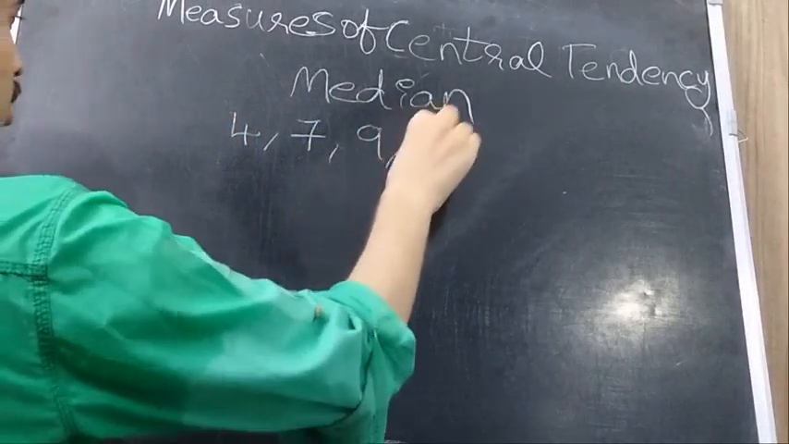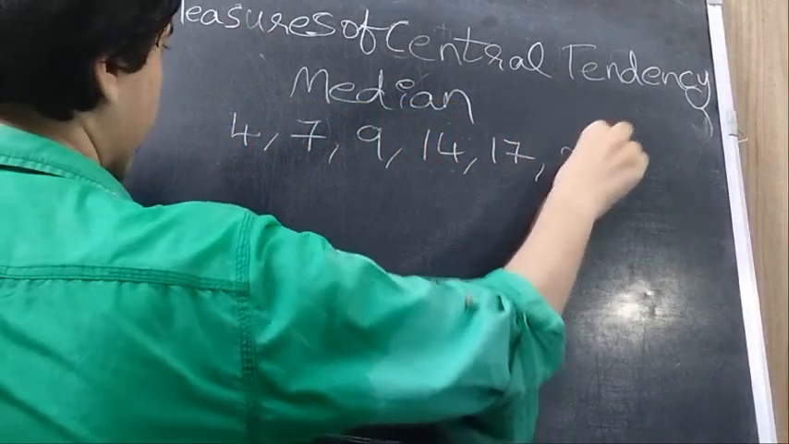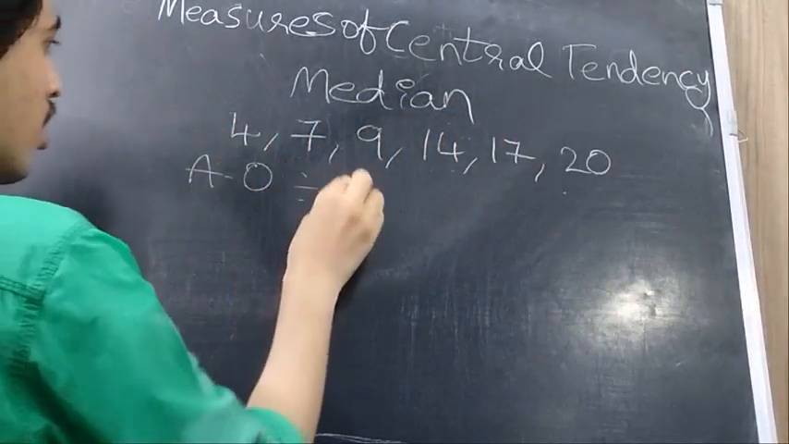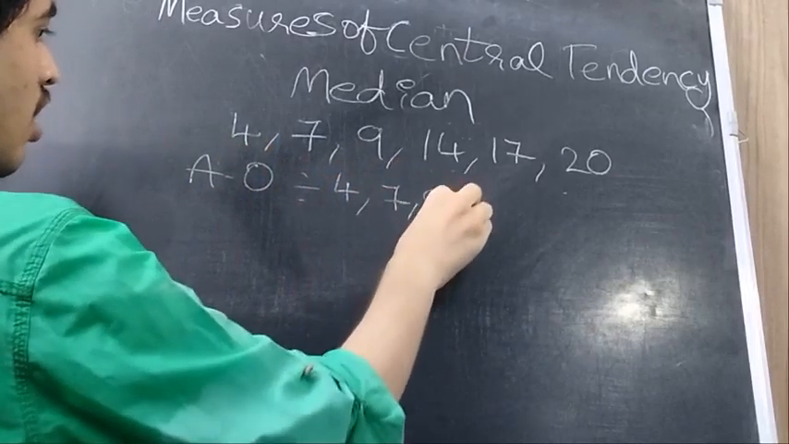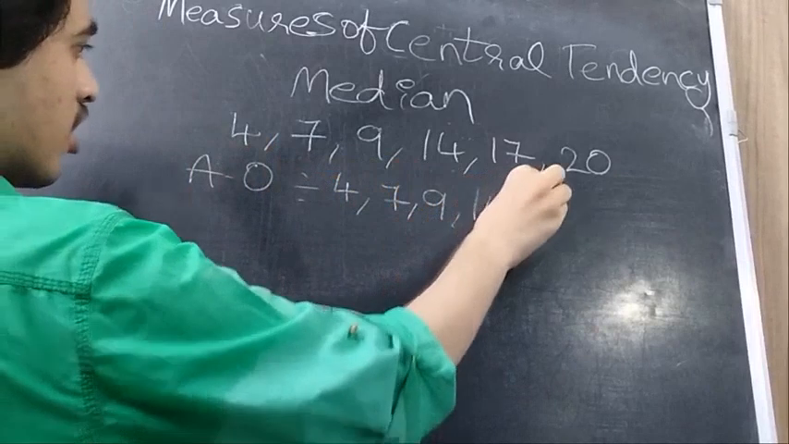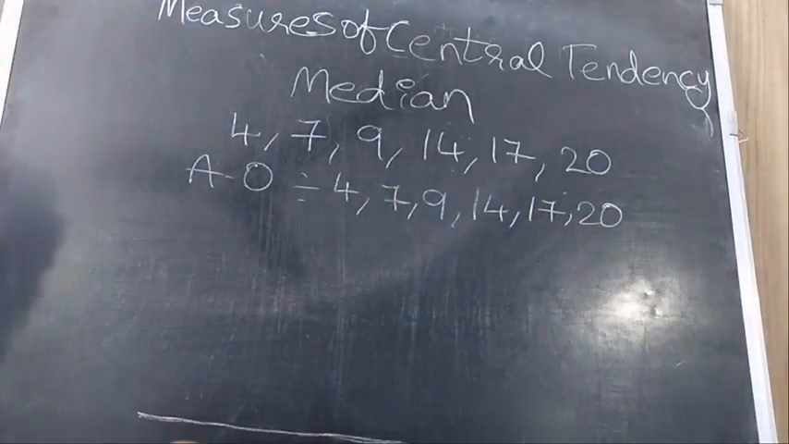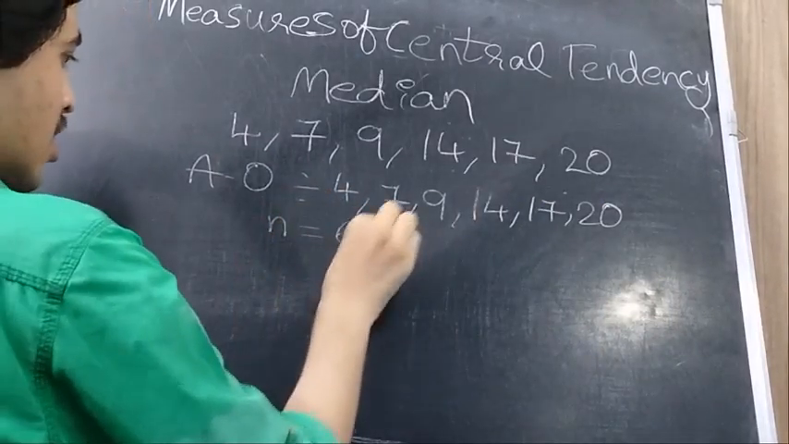9, 14, 17 and 20. First arrange in the ascending order, that is 4, 7, 9. Oh, they are in the ascending order only. I wrote in the ascending order only. Here the n is 6, means even.